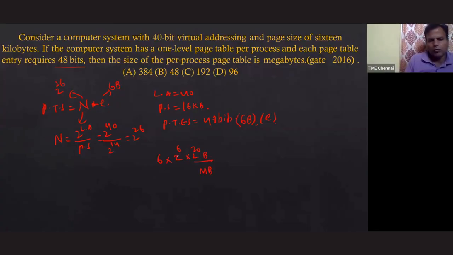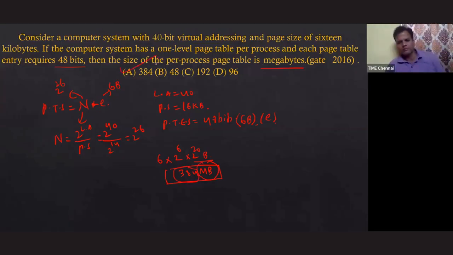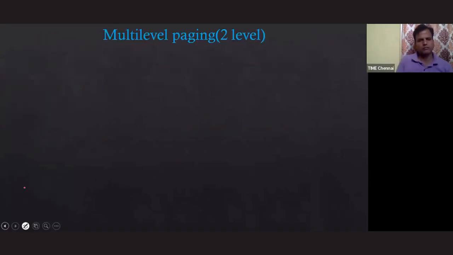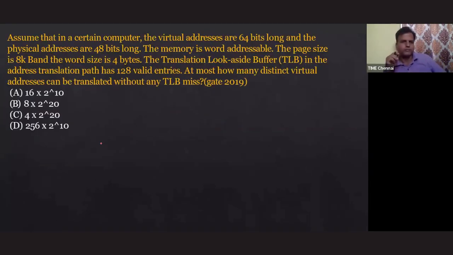And 2 power 6 means 64. 64 into 6 means 384. So answer is 384, but in the answer he has already mentioned the megabyte. So ignore this MB and the answer is 384. Option A is correct. Understood this? So we'll see this one.